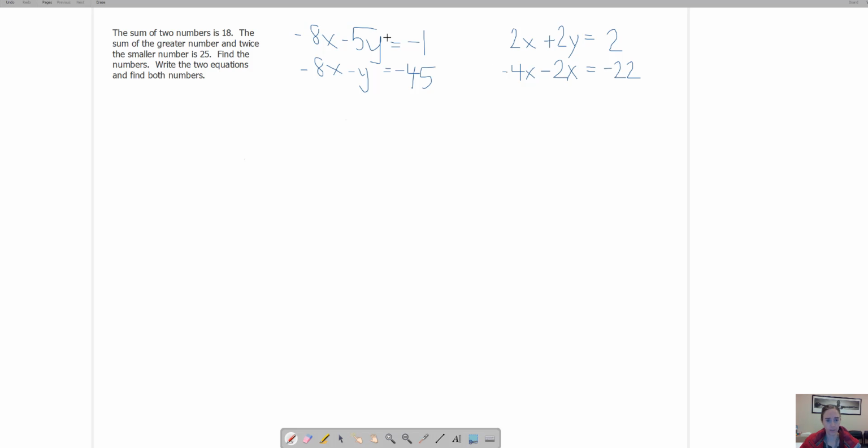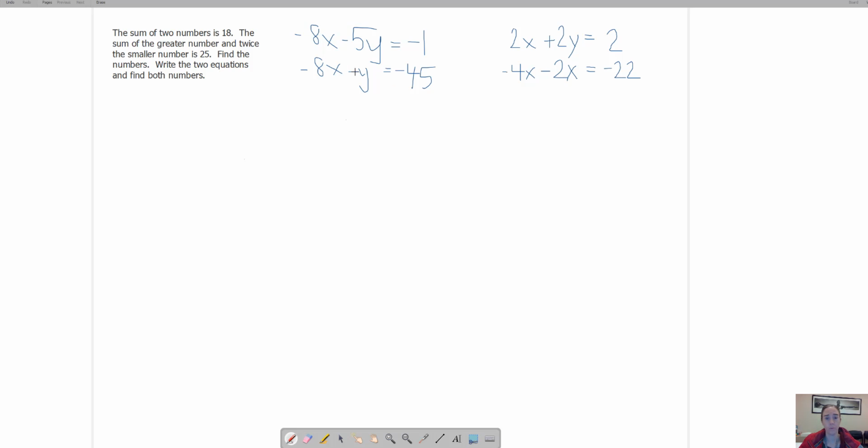Okay, so here we have negative 8x minus 5y equals negative 1, and negative 8x minus y equals negative 45. So there are two different variables, an x and a y. We can get rid of either one. In order to get rid of the x, the easiest thing to do would be to multiply one of these equations by negative 1, because then I'd have a positive 8x and a negative 8x, and when I add those together, they would equal 0.